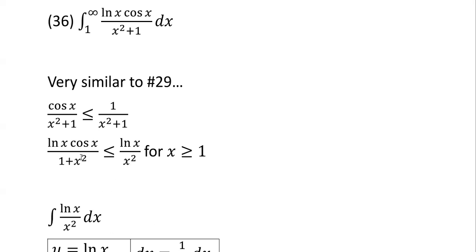Or you can just think of it from here now. Let's just look from here. 1 plus x squared versus x squared. We're dividing by more on this side. That makes it smaller in that aspect. And then the top, the cosine, is what I explained earlier. It's upper bounded by 1.